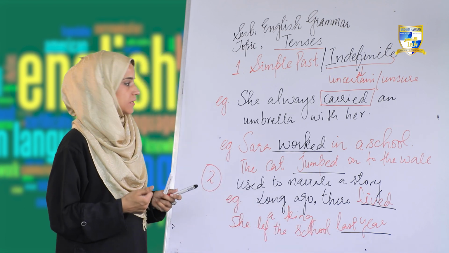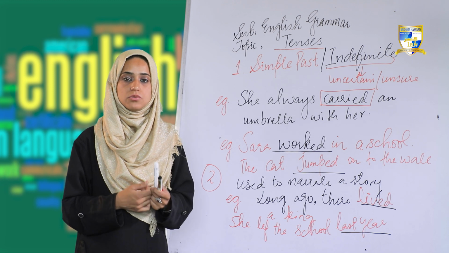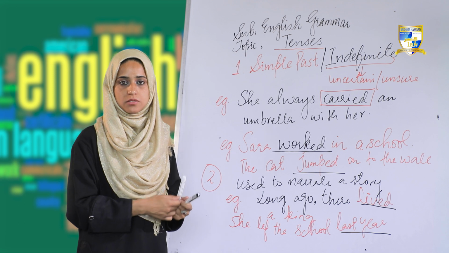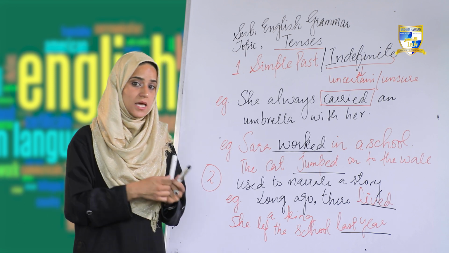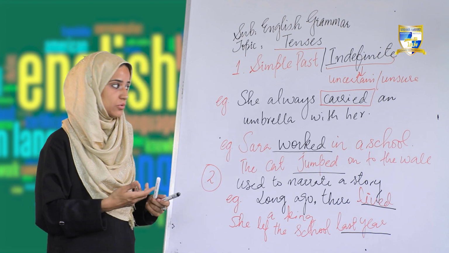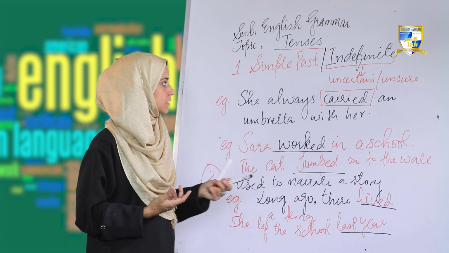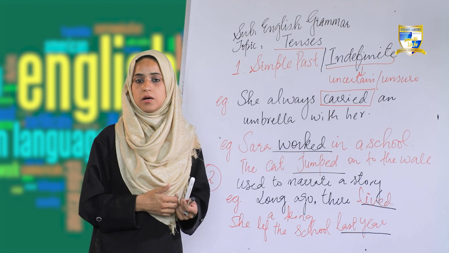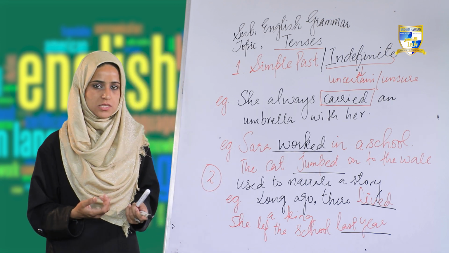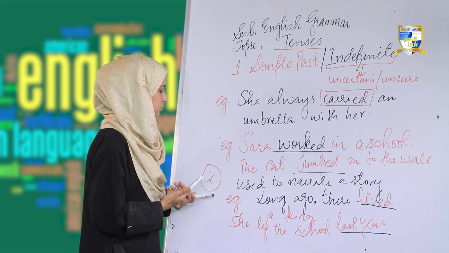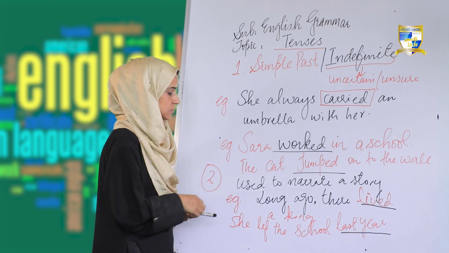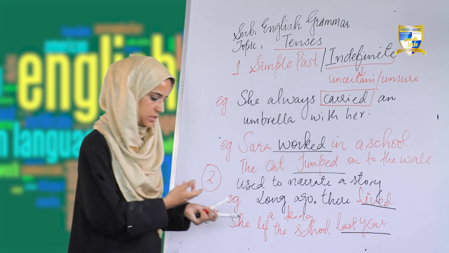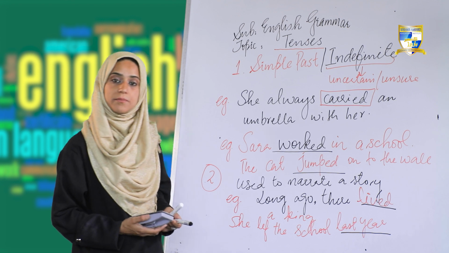Second use is that simple past tenses are used to show the time of some habitual or regular action that used to happen on a daily basis in the past. For example, I went to school, she always carried an umbrella, father ate food early, or those habitual actions. And then one more use, I said, is that it is used to narrate a story. Once upon a time there lived an old lady. These are the uses of simple past.